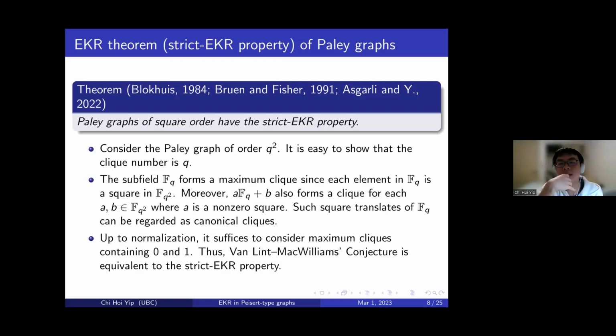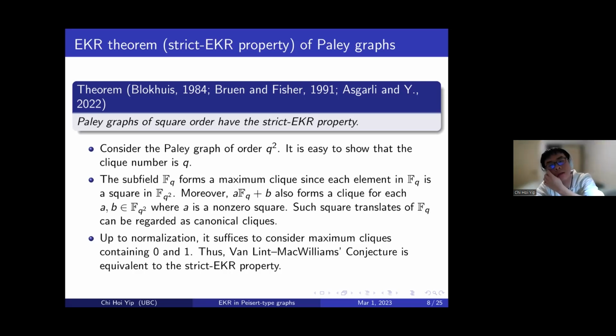By a square translate, I mean something like A times FQ plus B, where A is a non-zero square and B can be anything. So this is also a clique. If you stare at the Paley graph long enough, you will try to convince yourself that there are no other maximum cliques. At least there are no other obvious maximum cliques.